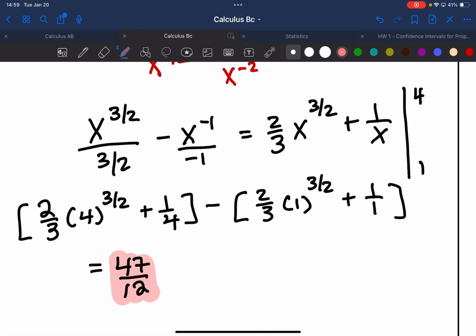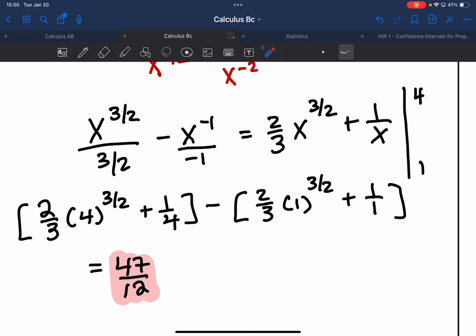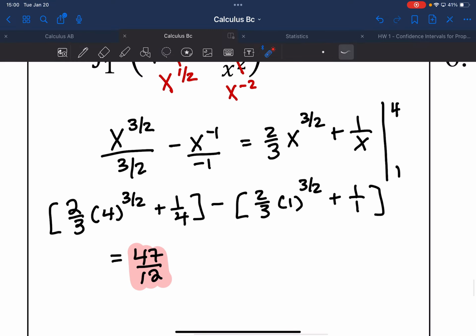Okay, so that's going to involve, if you remember how these are written as radicals. Remember, something to the 3/2 power is, in this instance, 4 cubed, and then you take the square root of that number. Okay, this would be 1 cubed, and then you take the square root of that number.